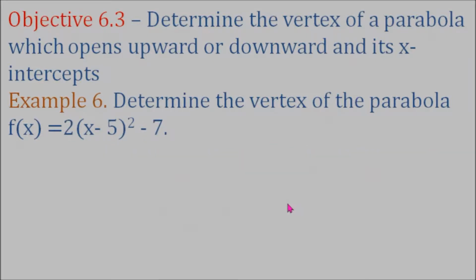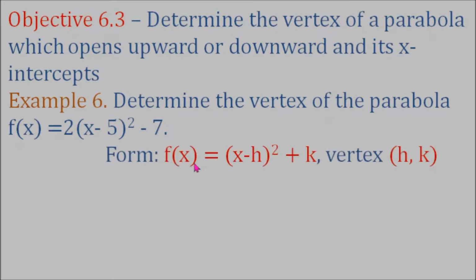Example number 6. Determine the vertex of the parabola f of x equals 2 times the quantity x minus 5 squared minus 7. Again, this equation is written in standard form. So this means the vertex of this parabola has coordinates 5 and negative 7.